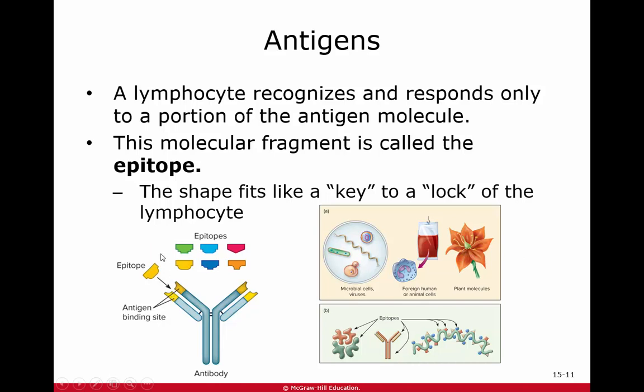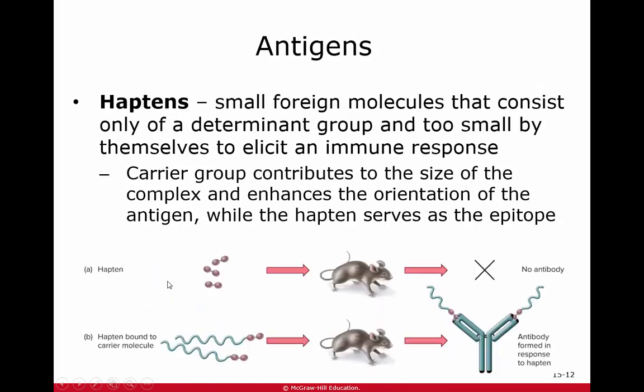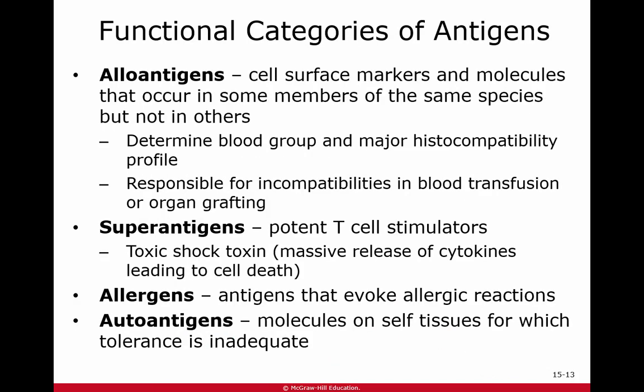And if it binds in and fits like a key in a lock, then that's going to trigger an immune response. They also mention haptens, a term that we talk about in Anatomy 2 as well. They're very small, and by themselves, they're too small to elicit an immune response. So sometimes a hapten will get bound to a carrier molecule, and the carrier molecule is what actually allows it to trigger the immune response. Just a vocabulary word that's listed there.